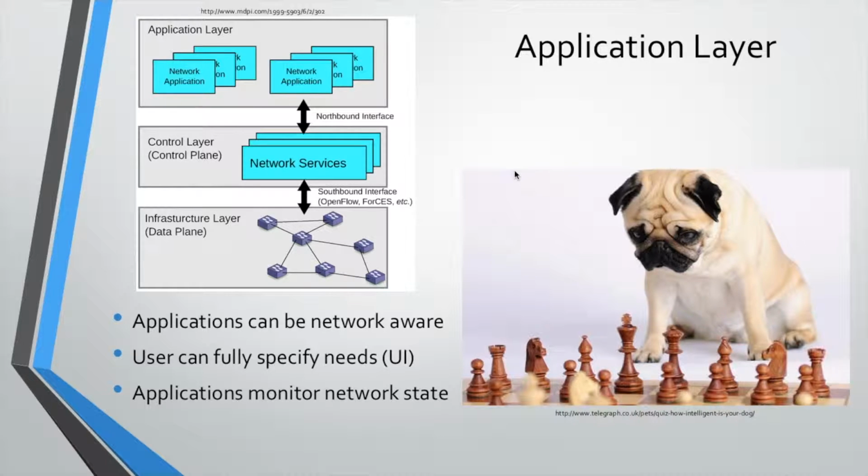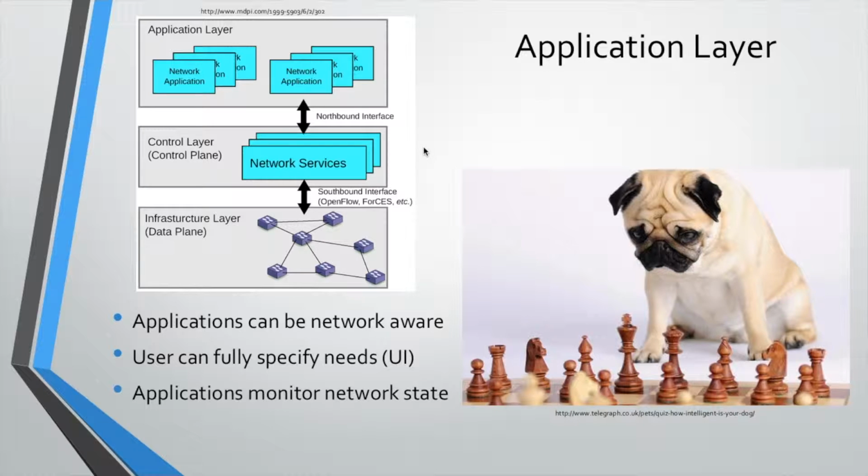The application layer is basically the most intelligent layer of software-defined networking, hence the dog playing chess. It's a very smart dog. But this is where all of the user interfaces are that enable the management of the network via the control layer. So these are the interfaces that users can use to input data that the control layer uses. So it's basically an interface to interact with your network and manage the network.